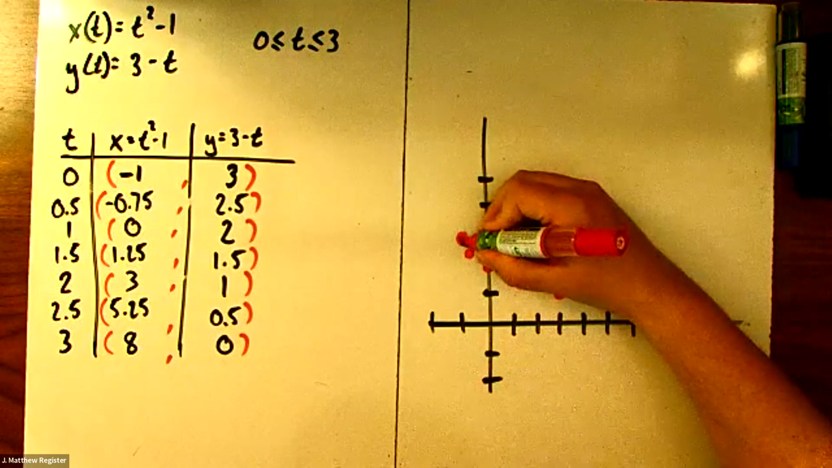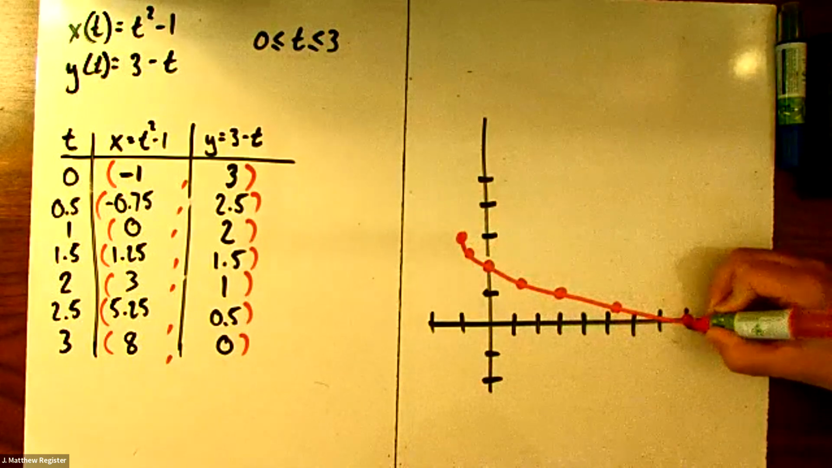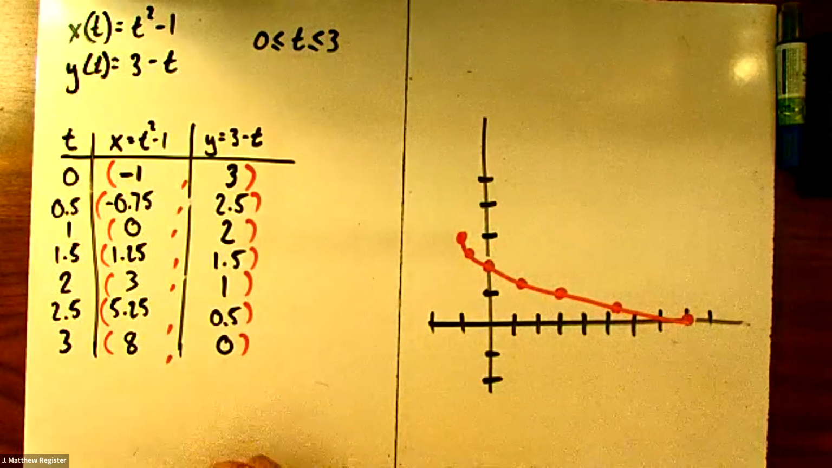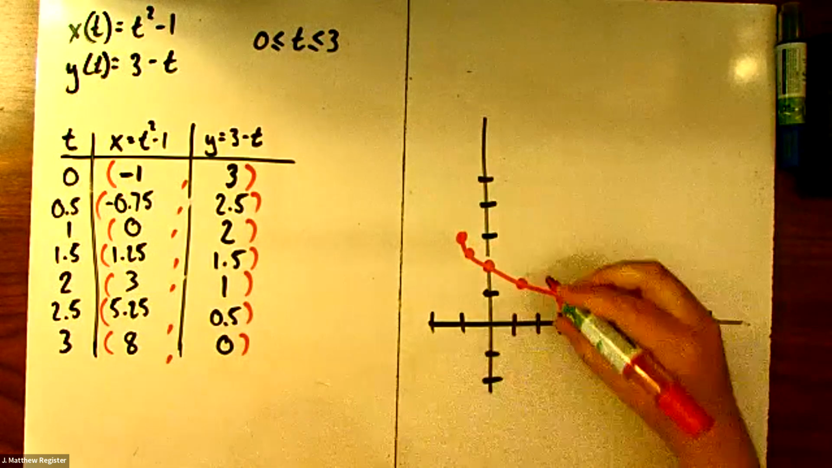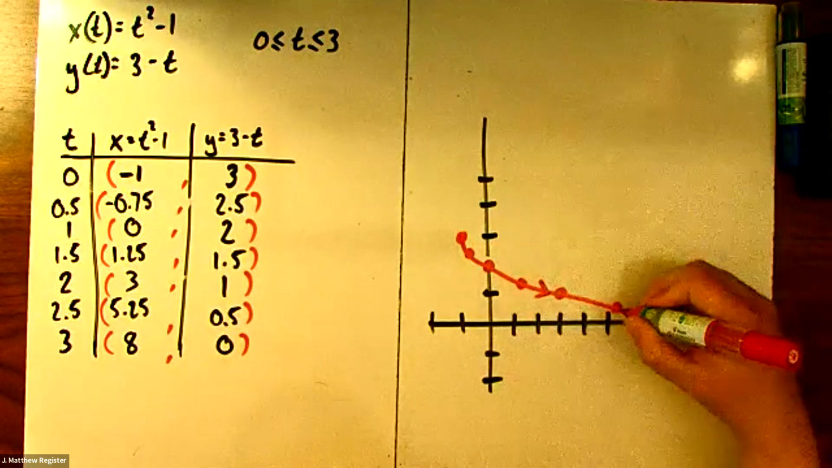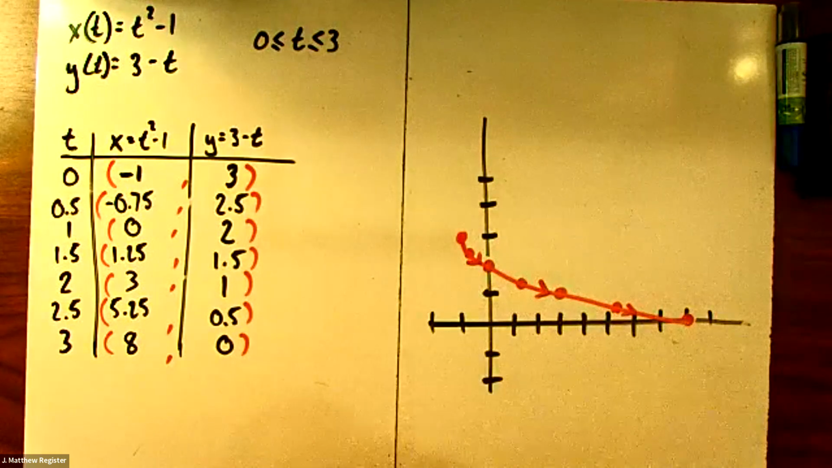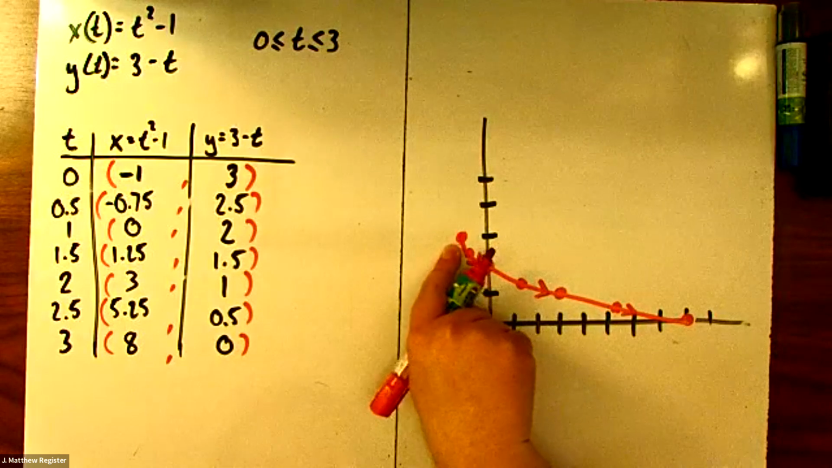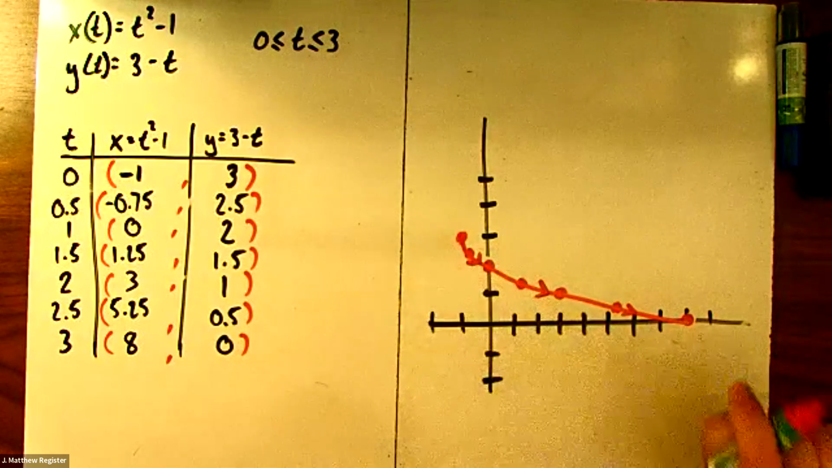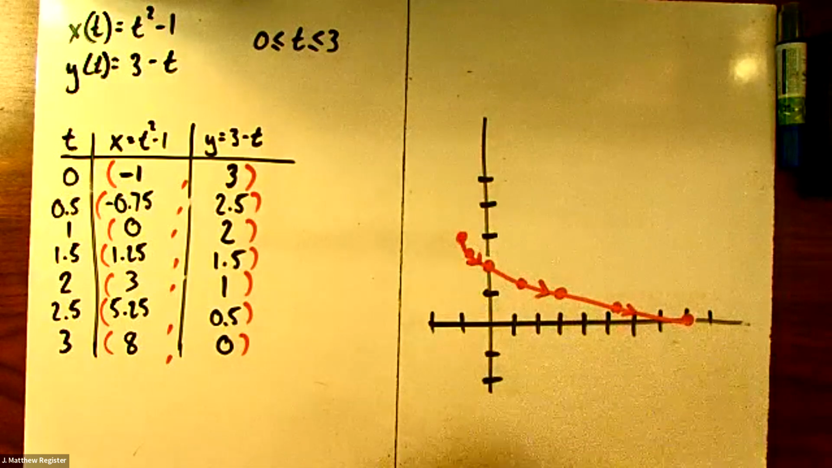Last thing to do, connect the dots. So we know we're starting here and we are ending here. And oftentimes with these, it's not clear the direction that you're going. And so you'll often add an arrow on there to show the direction that things are going in. And so here we're starting at time t equals 0 at this point. And then as we get to time t equals 3, we end at this point. And this is the curve which we are following.